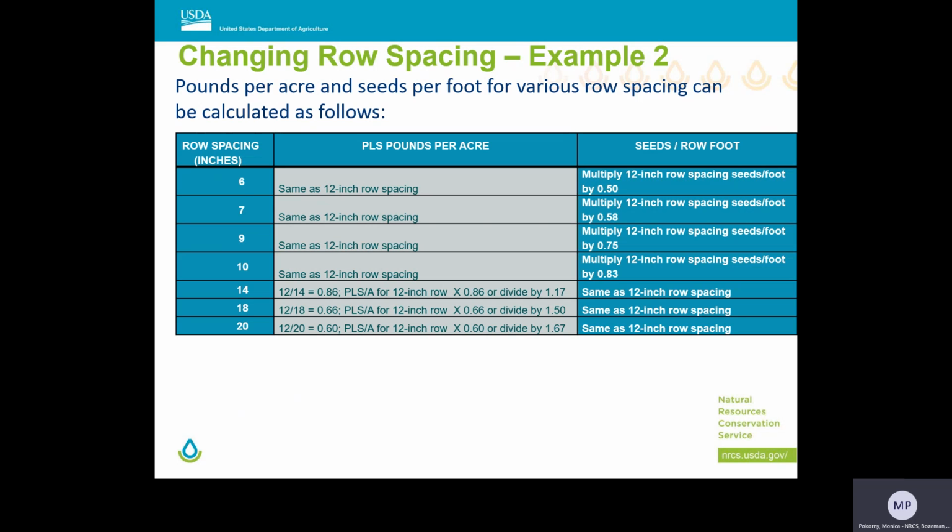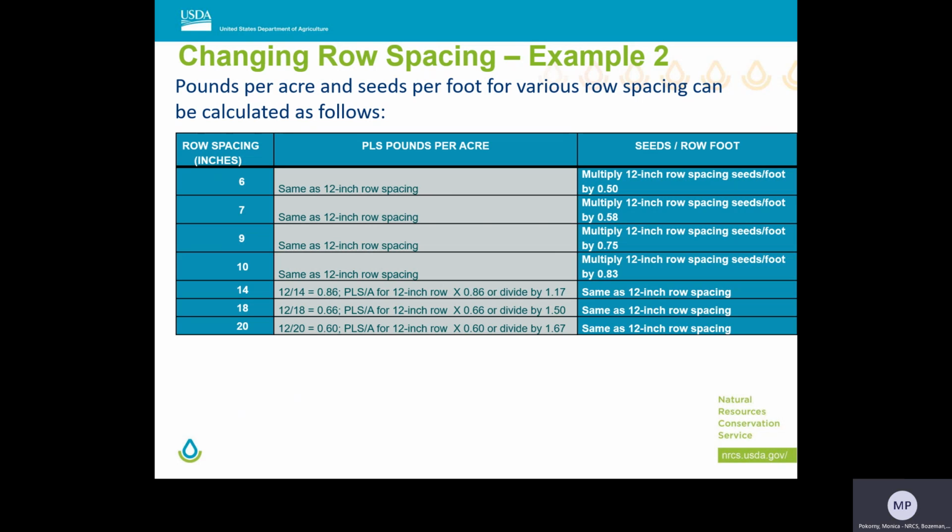But now if we decrease our row spacing to 6 inches, we would still use the 7 pounds per acre rate for slender wheatgrass. But the number of seeds we're planting now per linear foot dropped from 22 seeds to 11 seeds. So a way to think about this is we've just doubled the amount of rows that we're using, and now half the number of seeds are going to be planted in each row. So then you maintain the same number of seeds planted per acre.